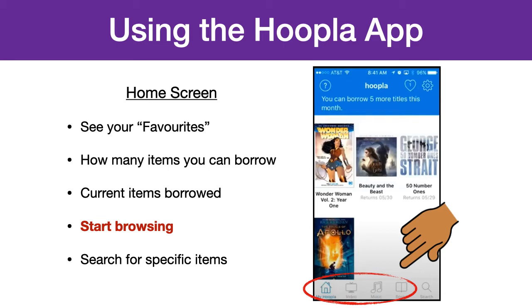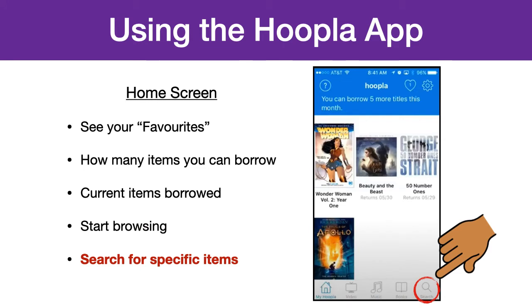You can start browsing content by selecting a format on the home screen. You can browse by video, music, or books. The Videos button includes both movies and television shows, while the Books button contains ebooks, audiobooks, and comics. You can also search for specific items by pressing the magnifying glass icon at the bottom.